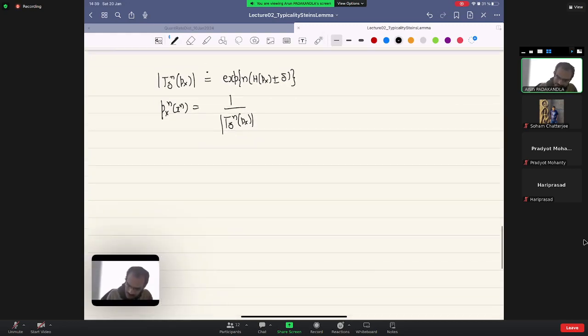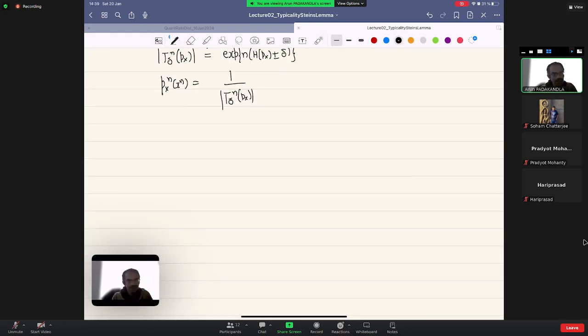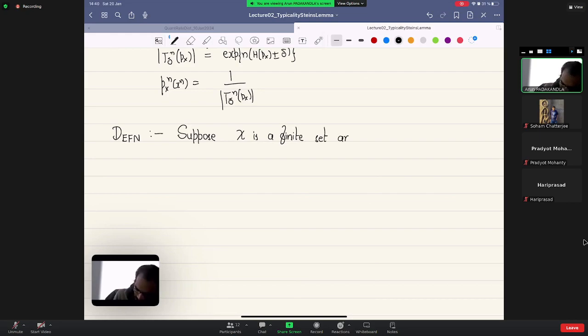So these things motivate us to define the entropy. So, definition. Suppose X is a finite set and PX is a PMF. PMF, when I say it's a probability mass function distribution, sums to 1 and they're all non-zero. That's the terminology. Is a PMF on X.